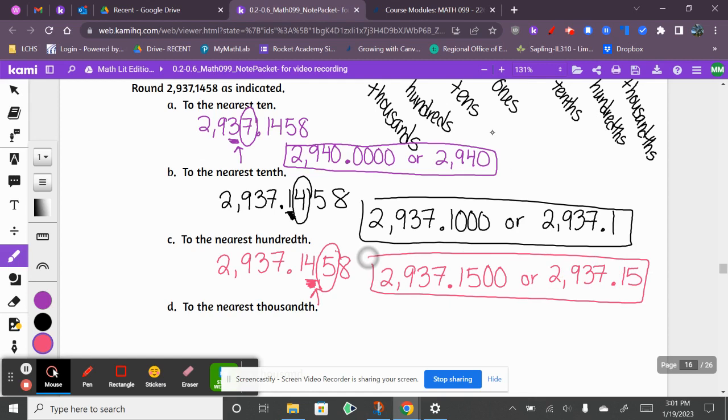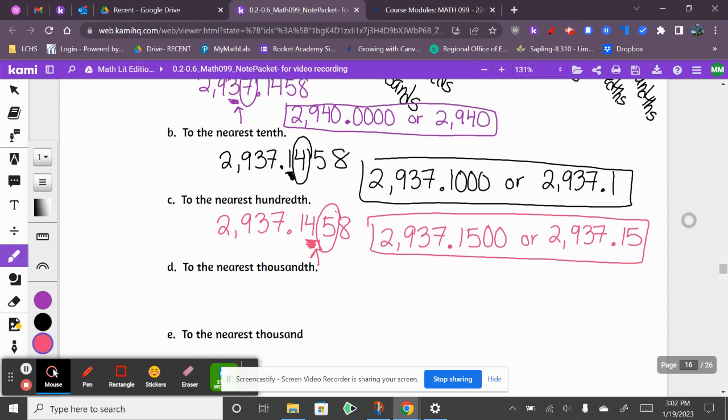Either way works. And the last one says to round to the nearest 1,000. So this one says nearest 1,000th. So that's going to be 3 places after the decimal.